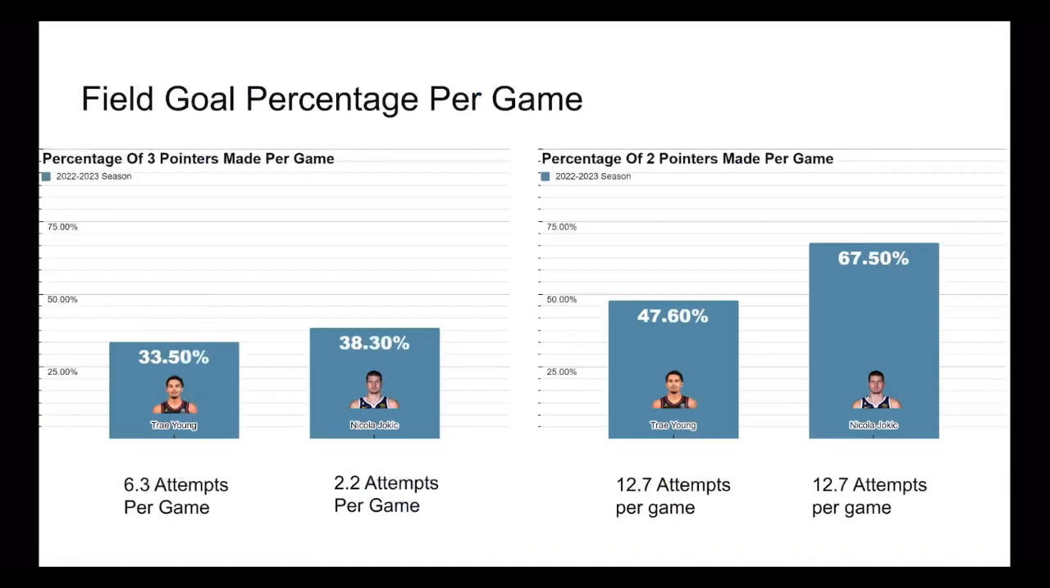We can also see the percentage of two-pointers made per game. They both attempted the same amount of two-pointers per game, 12.7, but Nikola Jokic shot 67.5% from two-pointer, while Trae Young averaged 47.6% from two-pointer. As you can see, Nikola Jokic has the higher field goal percentage than Trae Young.